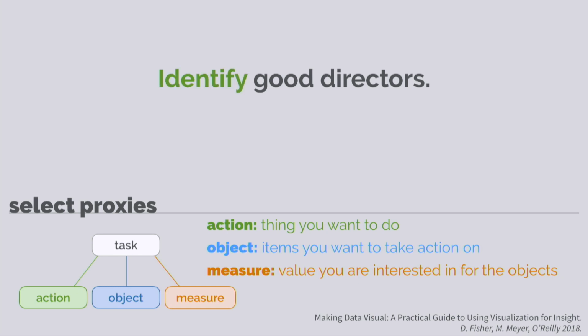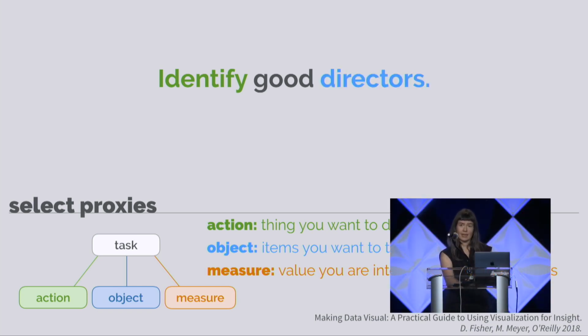And so if we do this, let's look at our task. So the action is identify. And what do I want to identify? Film directors. Now this is where I know that I have a data set about movies, not film directors, but I could say if I can learn something about movies, I can infer something about directors. So I'm going to choose movies as my proxy for director. And what do I want to know? I want to know if they're good.